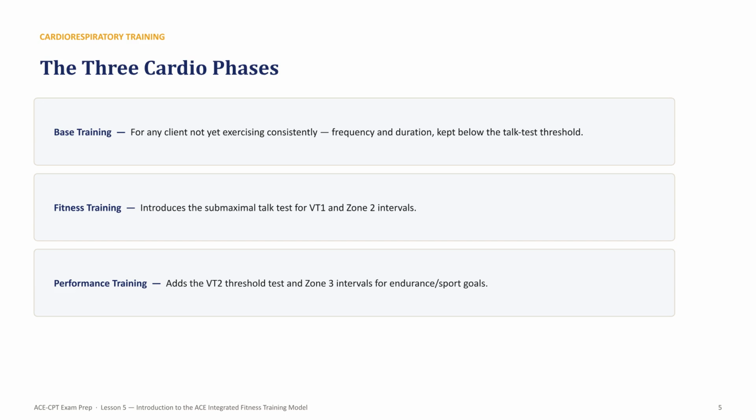Fitness training is the next step up. This is where you introduce the submaximal talk test to estimate VT1 and start using zone 2 intervals to build a genuine aerobic base. Performance training is the most advanced phase.